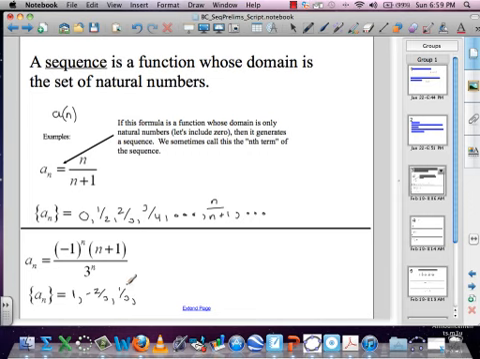Let's do one more. Input a 3, this is going to be a negative. I've got 4 over 27. So negative 4/27. And once again, we're going to put the comma, we're going to put the ellipsis, and then we're going to put another comma, and we're going to write out the formula for the nth term.